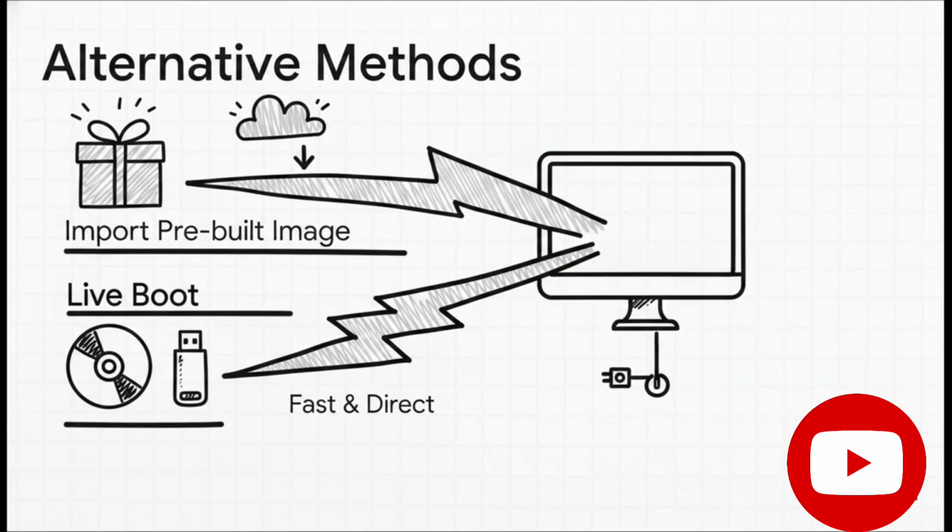But hey, building from scratch isn't the only way. For those of you who prefer an out-of-the-box experience, we can just use the import pre-built image method. You simply download the Kali VirtualBox image, import the OVA file, which is basically a pre-packaged, ready-to-go computer all zipped up into a single file, and start the machine.